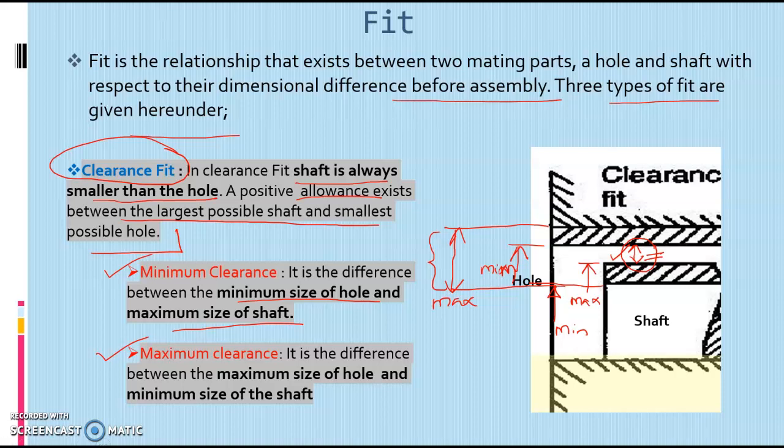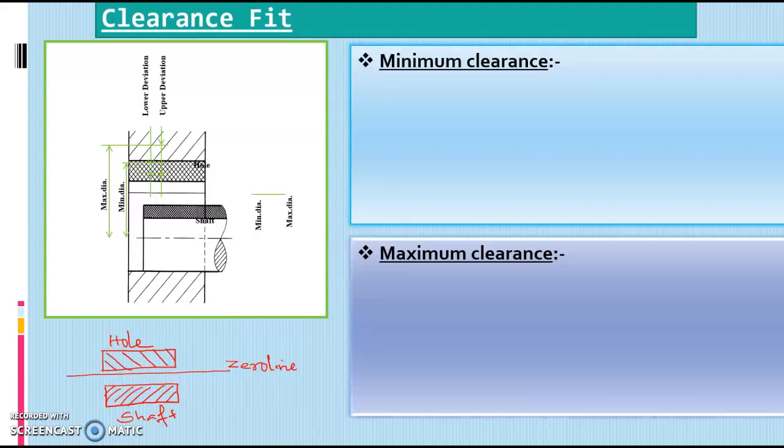Our dimensions are based on the assembly. We are randomly choosing a shaft and hole, so it may vary between this minimum clearance and maximum clearance. Let's consider an example of a clearance fit, a mathematical example. Before that, we can represent the fit like this picture or this picture. This is the simplest representation of a fit.